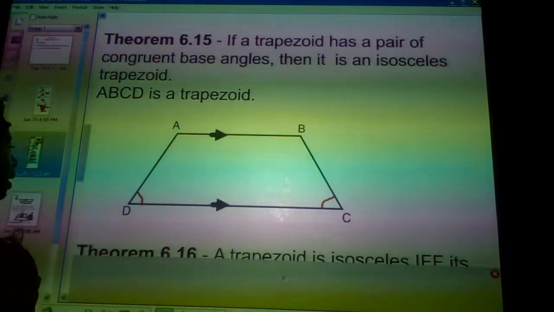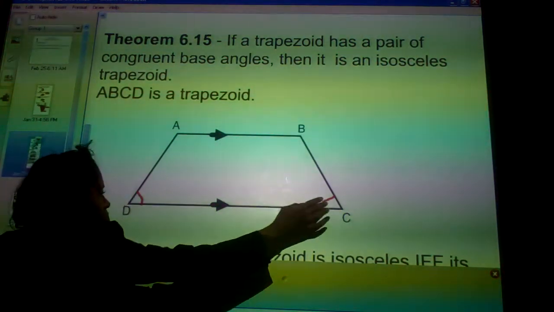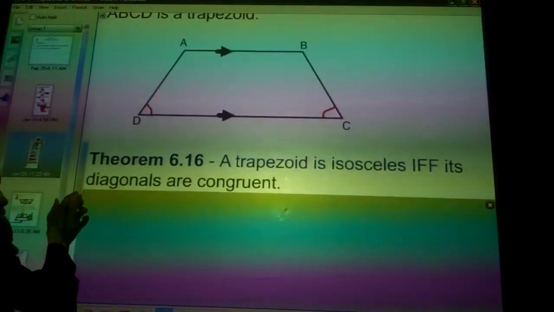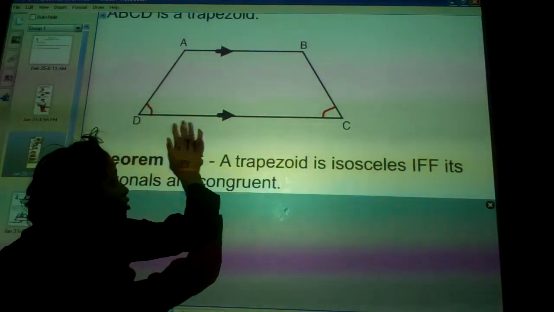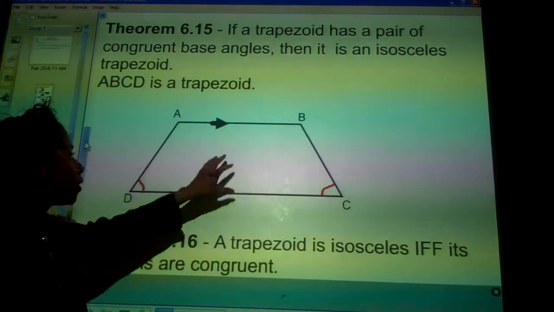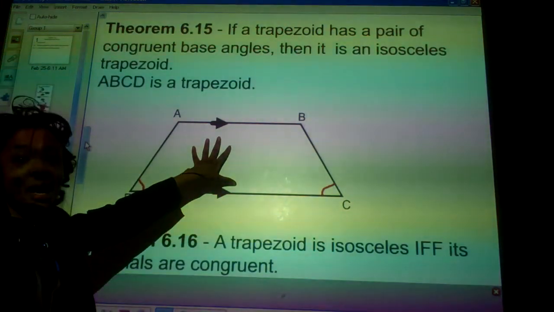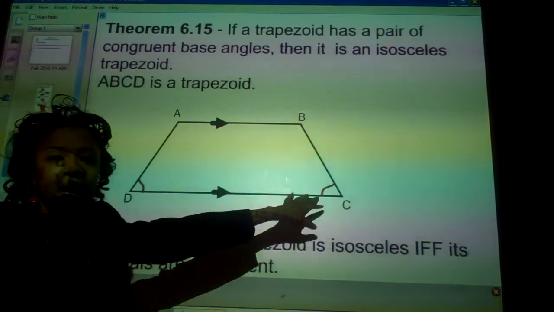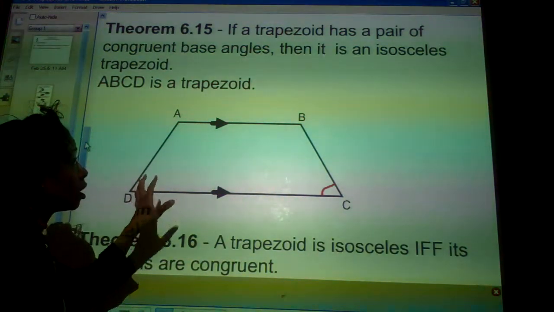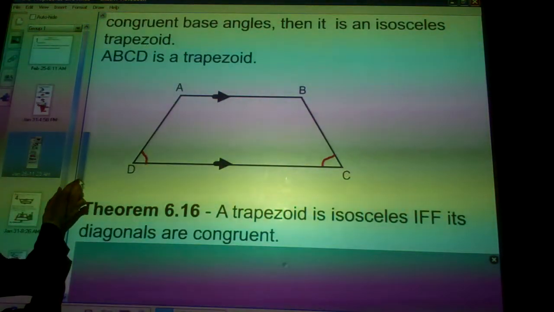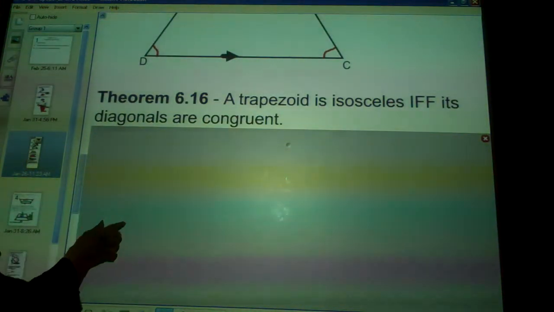All right, and again, if you have base angles on a trapezoid, you automatically know this is isosceles. Base angles are congruent, I should say. Let me say that one more time before I go too fast. If I'm looking at a trapezoid, I know it's an isosceles trapezoid if the two base angles are congruent to one another. Then it will be an isosceles type of trapezoid. Okay? Theorem 16.